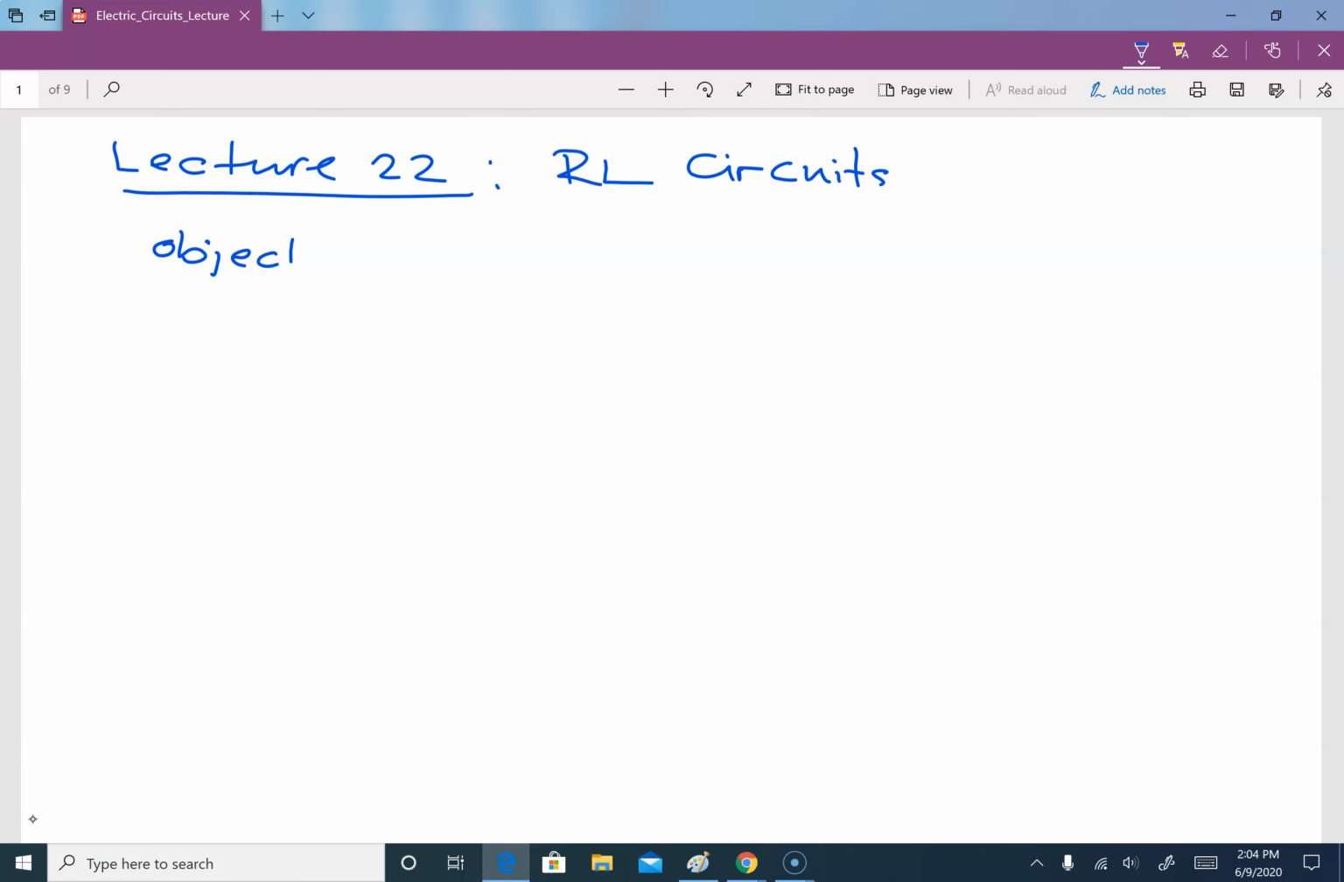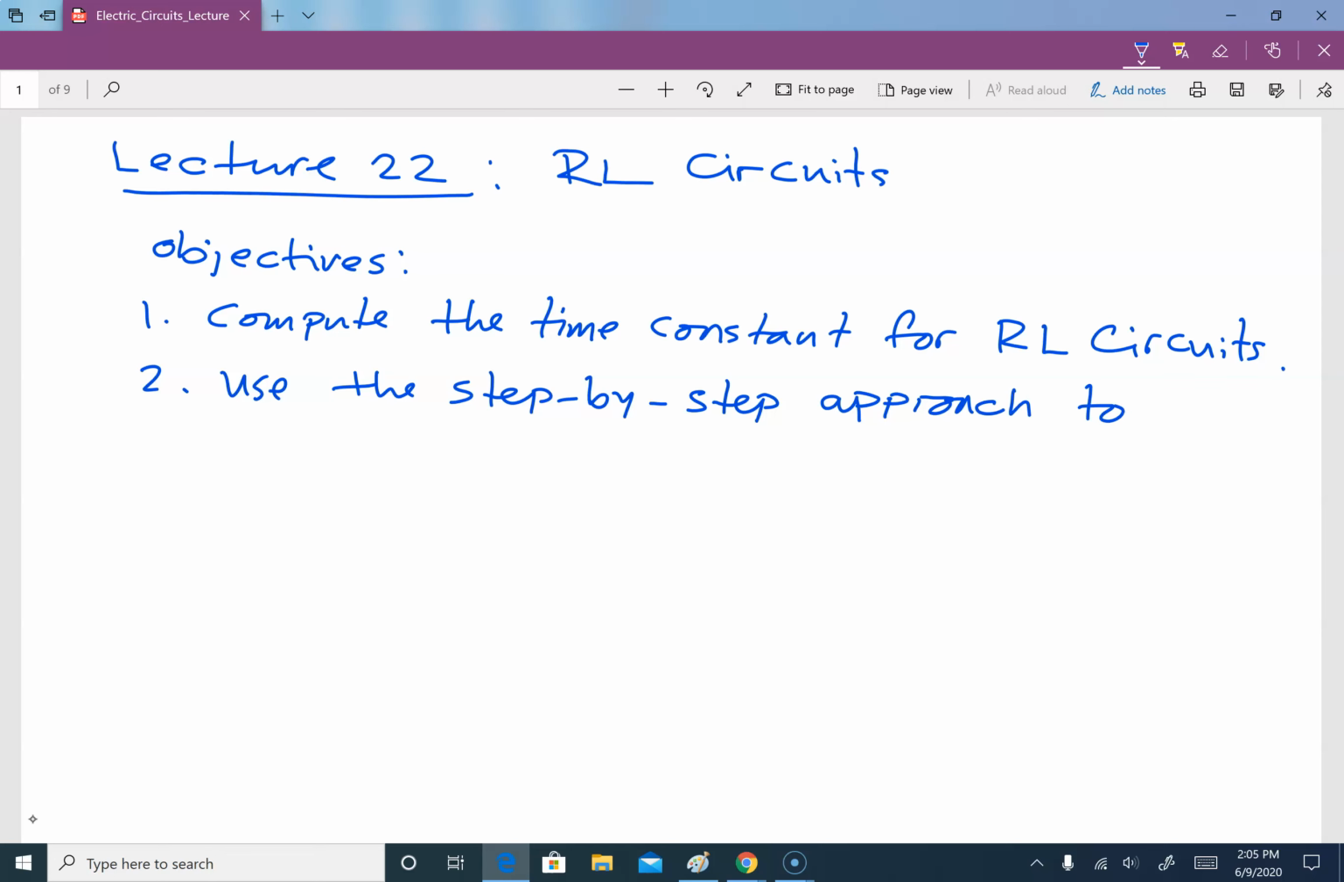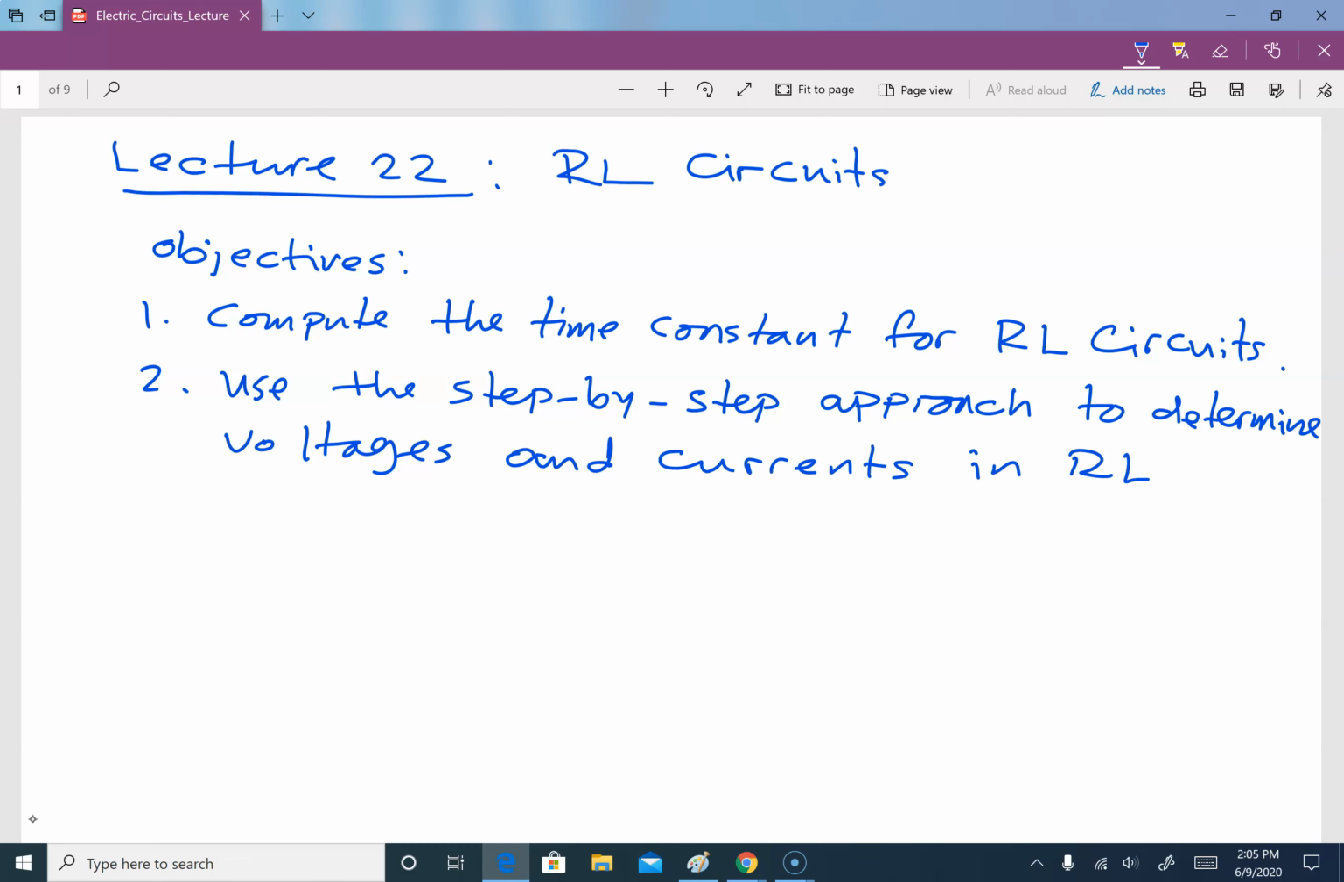The objectives of this lecture: the first objective is to compute the time constant for an RL circuit, and the second objective is to use the step-by-step approach to determine voltages and currents in RL circuits.